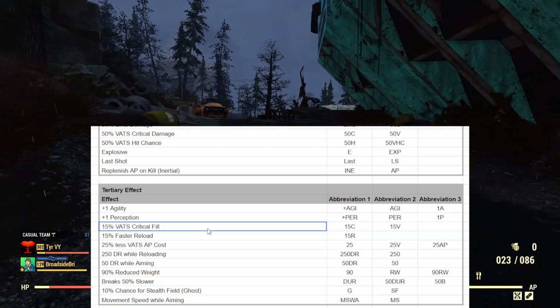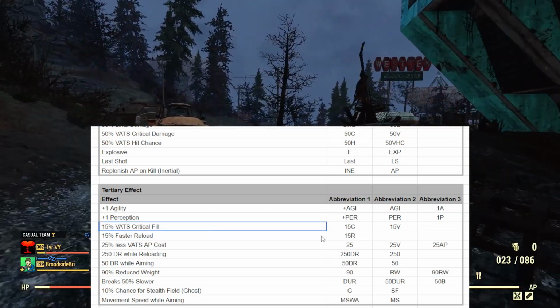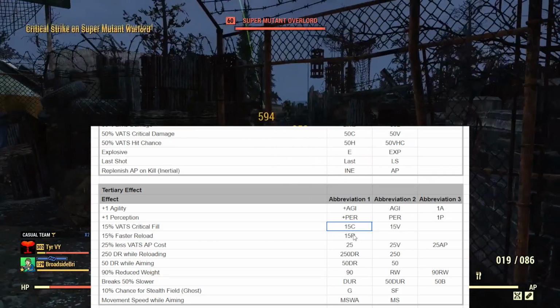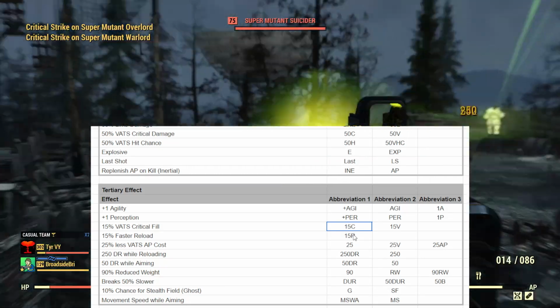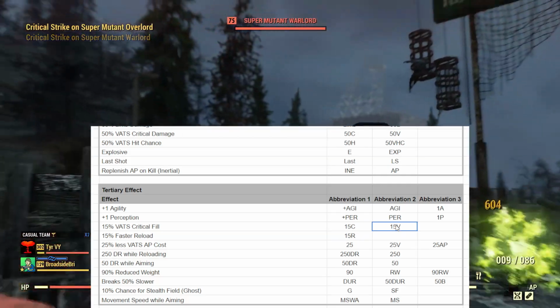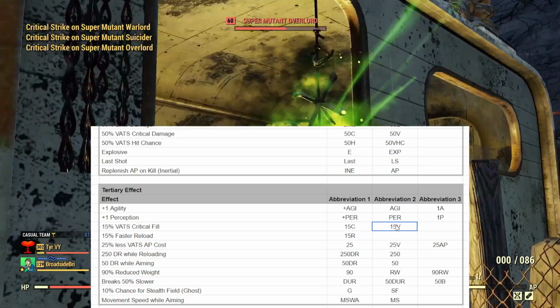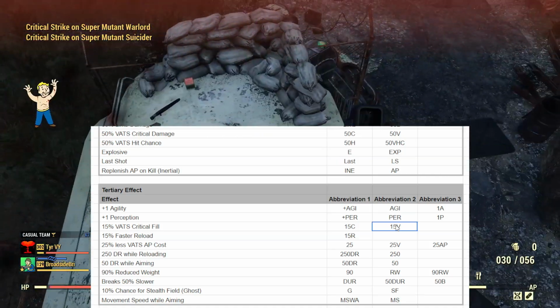Then we have the 15% faster VATS critical fill effect. Most times this is written as 15C for critical. However, 15V for VATS is just as viable. That doesn't really clash with anything else in the third star effect list, so either or works just fine.